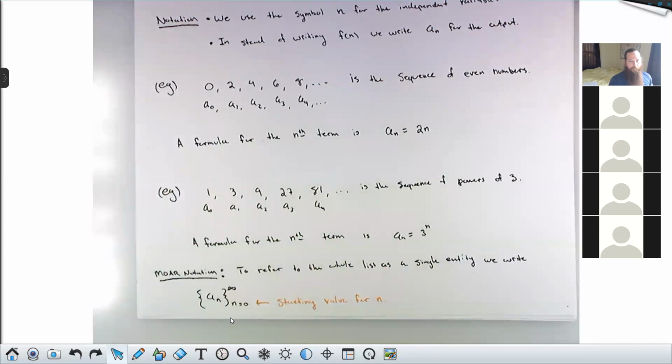Okay. So what I'd like to do now is I'm going to give you a sequence in this notation, and we're going to write out the first few terms. Any questions so far?